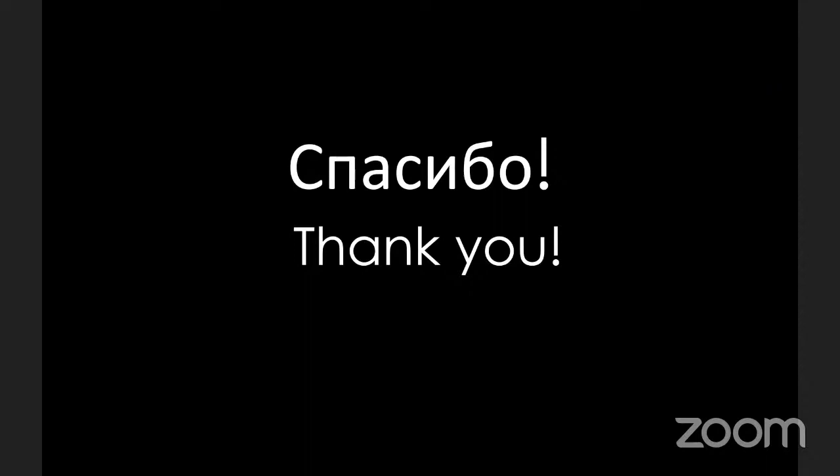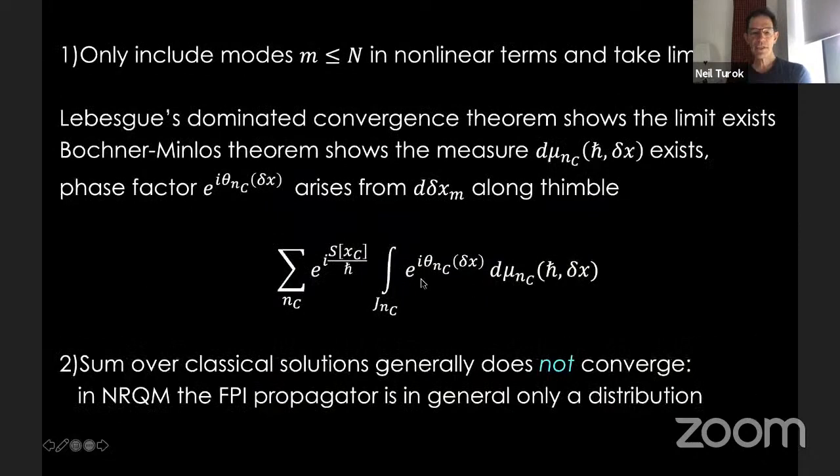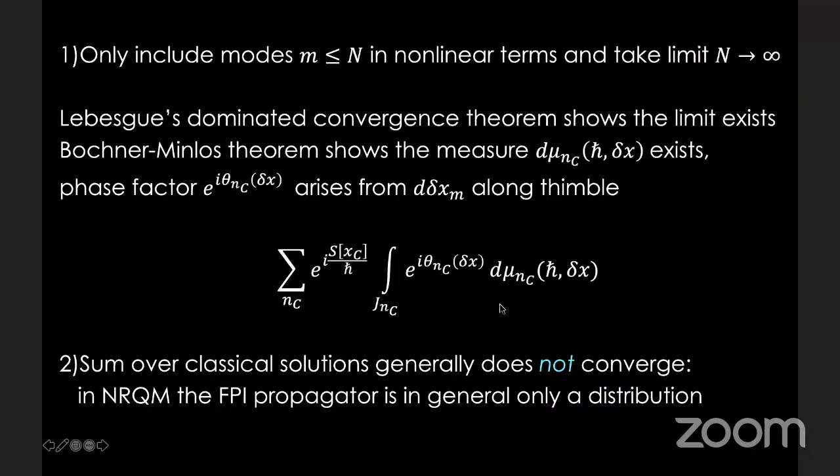You wrote the semi-classical expansion in a very nice form. You have first an oscillating factor, the classical action, and then an integral with measures. Can you say something about the structure of these measures, d mu? Yes, I can. Let me go back to that formula. Yes, here it is. So just to emphasize, this is not semi-classical, this is exact. Sorry? It looks like semi-classical. It does, but it is not semi-classical, it is exact.